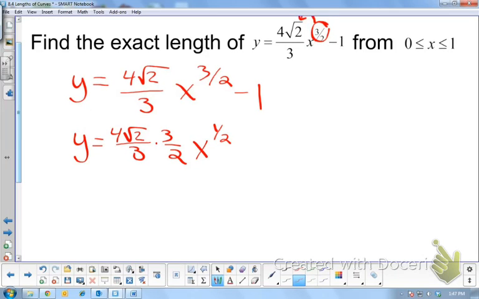So we have to simplify this. So we get 2 square root 2 x to the 1/2.